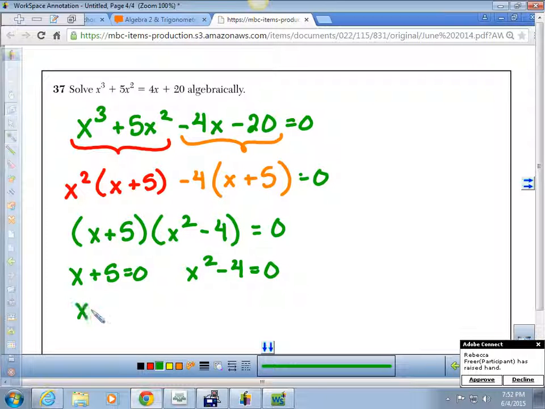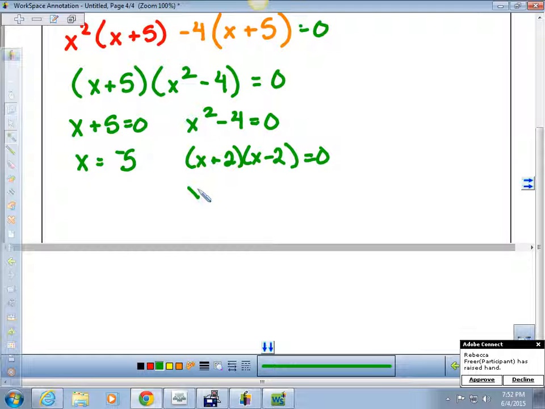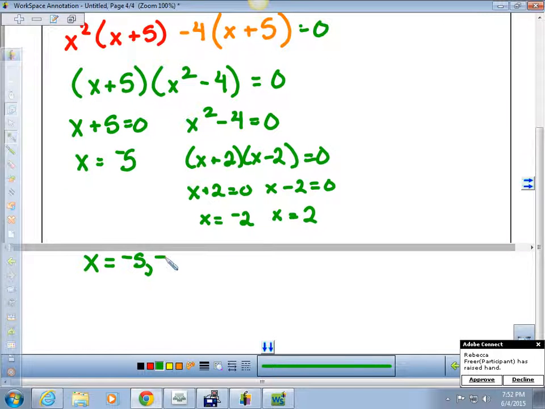So over here I get x equals negative 5. Over here, can I factor that further? Yep, that's an x plus 2 and an x minus 2 equals 0. And so again, I would get x plus 2 equals 0, x minus 2 equals 0, and then what would be the two answers I get from here? x equals negative 2 and x equals positive 2. So I summarize it all together. I think I have answers of negative 5, negative 2, and positive 2.